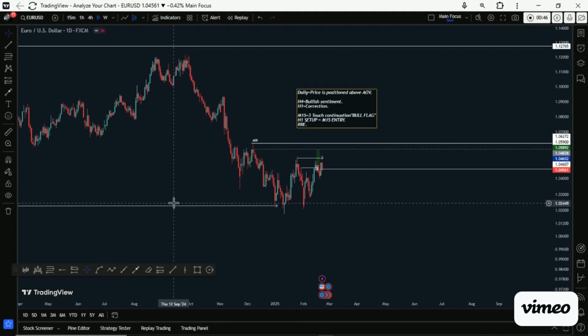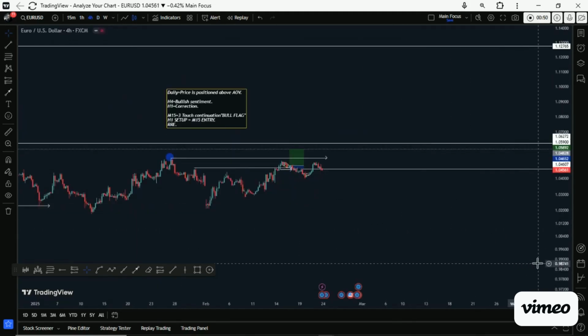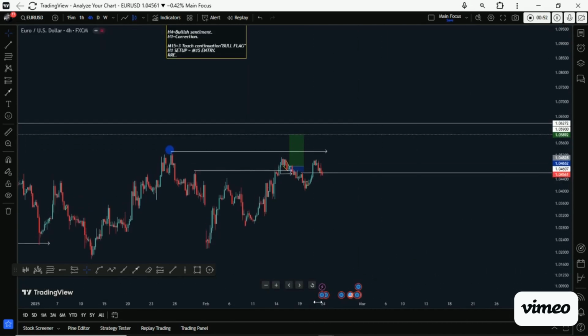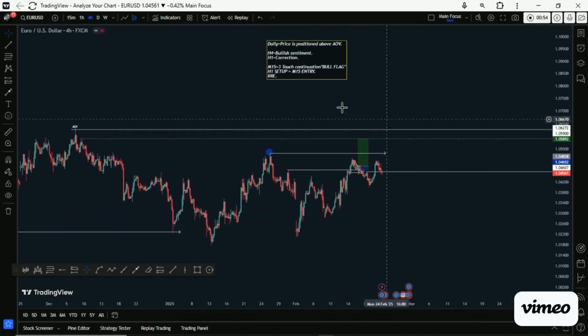So price is positioned above this value area, and I get into the H4. On the H4, we've got this bullish sentiment, and then I move on to the H1. But before I move on to the H1, here's how it came about. I had seen that this high is taken out, and price could be correcting towards the bottom and building volume towards moving to take out this high and take out this high. So that's what I was looking for.